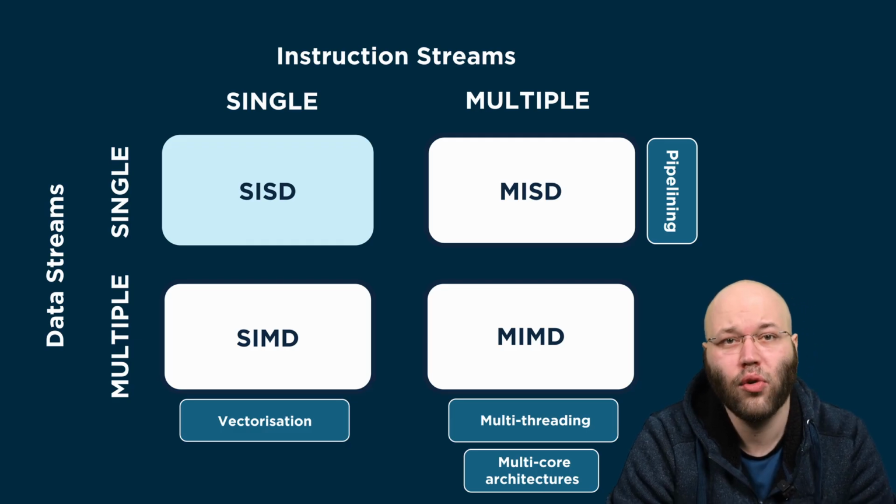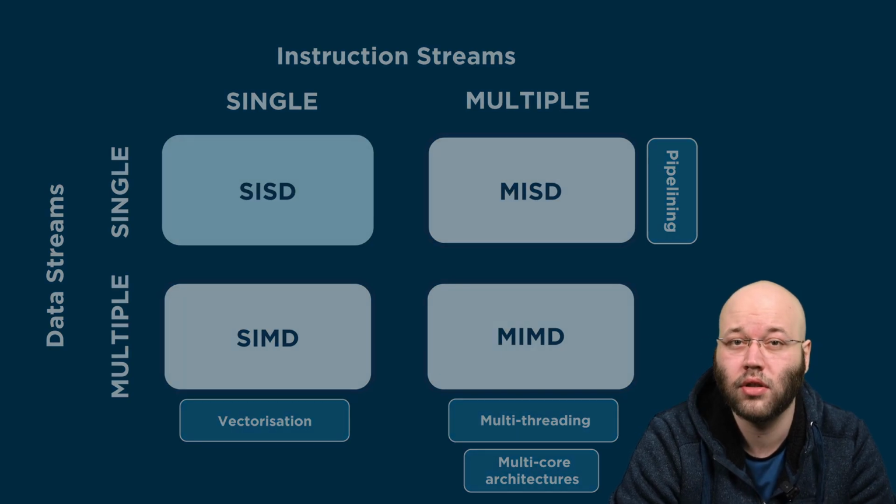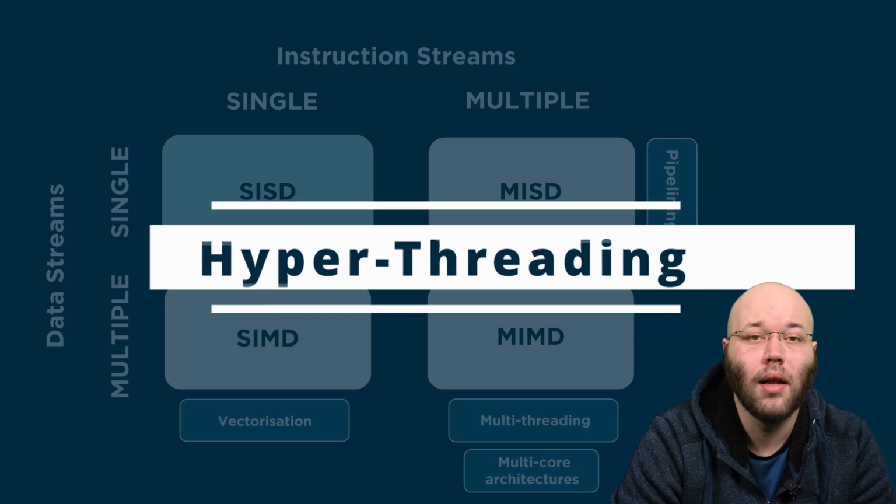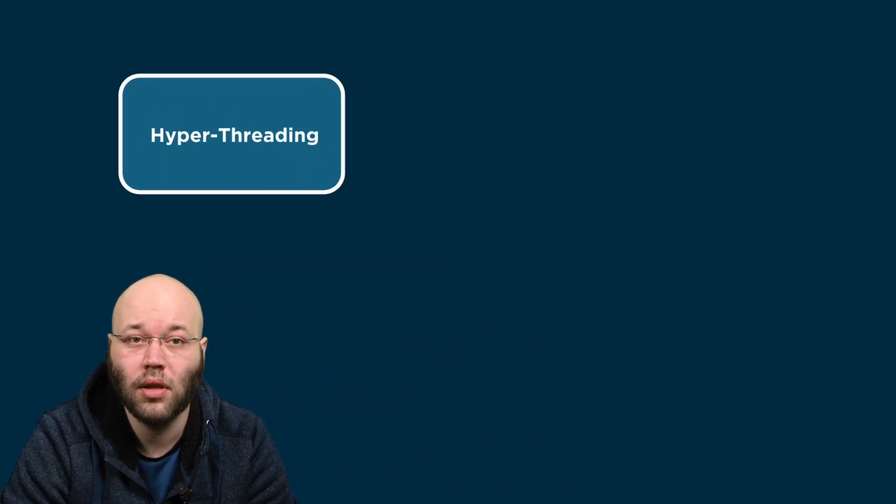Having discussed all four categories of Flynn's taxonomy, we should venture into a brief excursus on hyperthreading now. Building on the role of pipelining in optimizing instruction throughput, modern processors employ additional techniques to enhance performance further. One such technique is hyperthreading, a form of simultaneous multithreading, or SMT, that aims to maximize the utilization of computational resources.